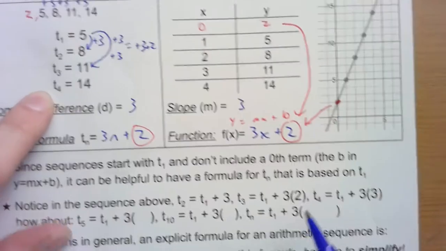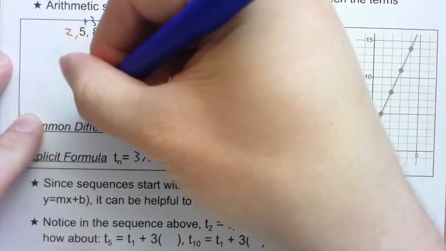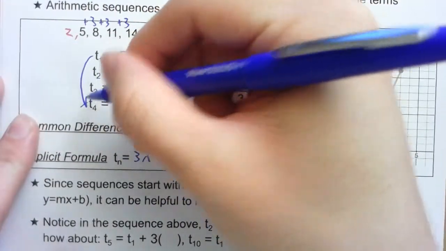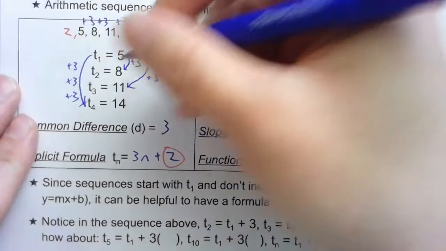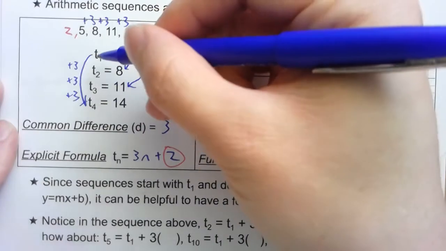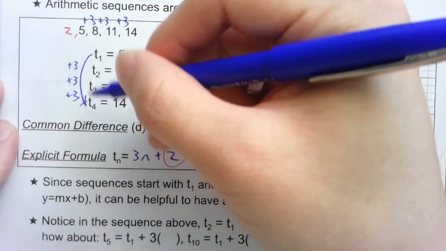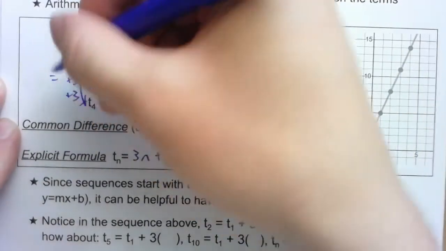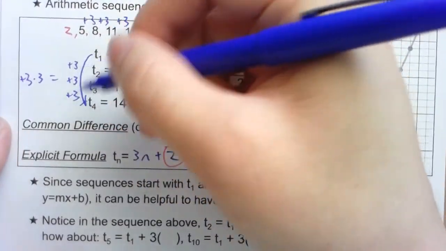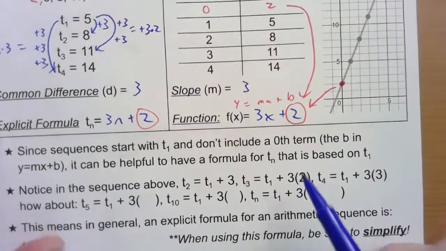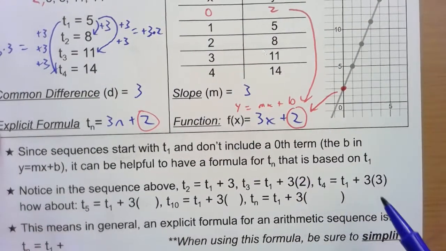What about to get the fourth term from the first term? Well, that's going to be 3 steps forward, right? You're going to do plus 3, plus 3, plus 3. From the first term to the fourth term is 3 steps forward. You'd add 3 3 times. You're adding 3 times 3. Repeated addition is multiplication. The fourth one is the first one plus 3 3s.